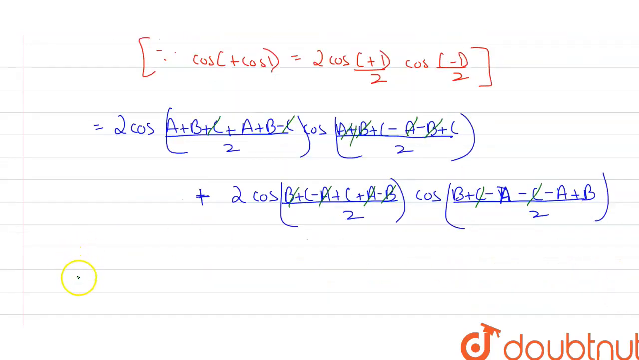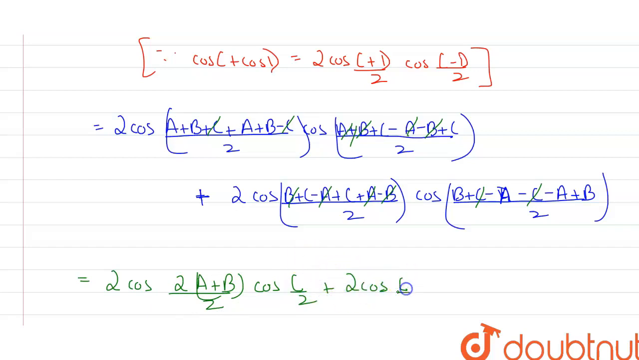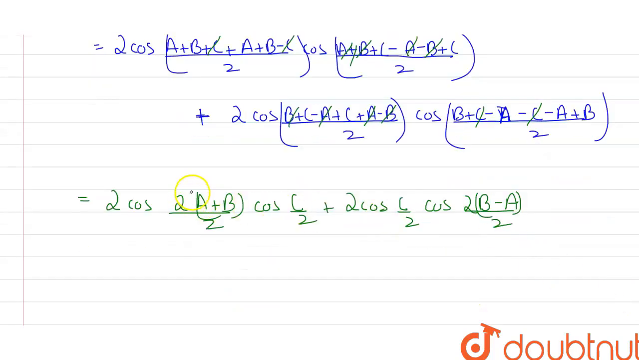So I can write this statement here. This will become, we are going to receive 2 cos, so 2 times A plus B, divided by 2 here, and this is cos, this is alone C by 2, so I can say C by 2, and plus, this will become 2 cos, again there is C by 2, and this is cos of B minus A, 2 times, divided by 2.